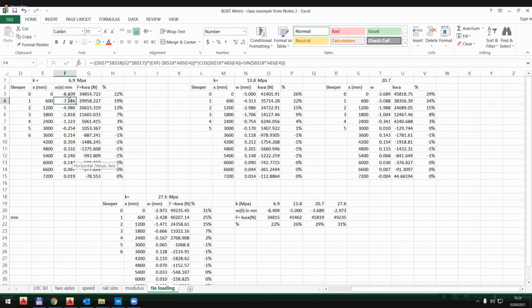So the force on these sleepers is now W, the deflection, times K times A. So A is equal to 600.